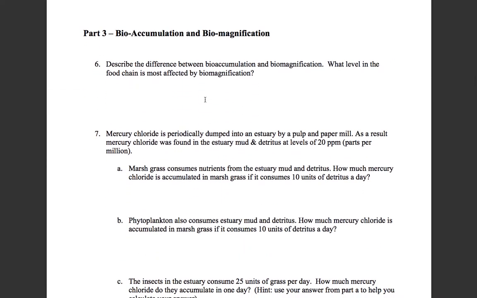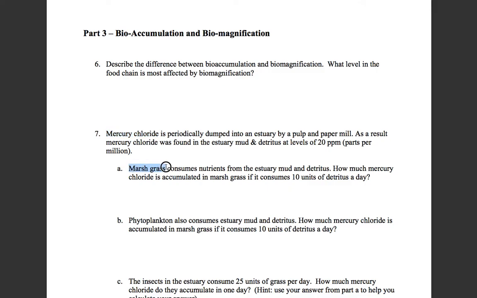Part 3, we're going to be looking at the difference between bioaccumulation and biomagnification, and then we're going to be doing a little bit of math to figure out how biomagnification works. In this problem, you have a scenario where mercury chloride, which is a toxin, is dumped into an estuary, and it is affecting the organisms in that estuary that consume that mercury chloride. And so you're going to calculate how much of that mercury chloride is accumulating in the organisms of that estuary.